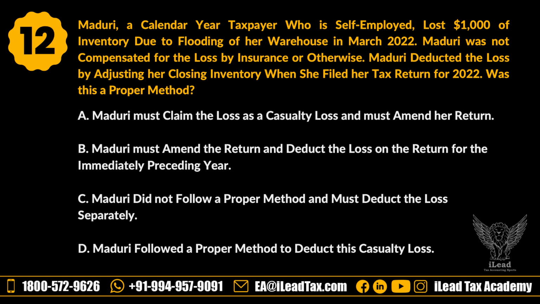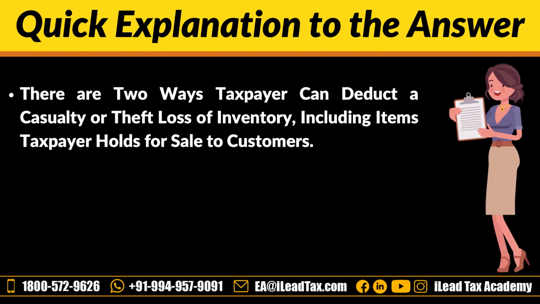Option C is also incorrect because Madhuri's method of adjusting the closing inventory is a valid approach to reflecting the decrease in inventory value due to the loss. So she does not necessarily need to deduct the loss separately. The correct answer is D. It is correct because Madhuri's method of adjusting her closing inventory to account for the loss is an acceptable and proper way to deduct the casualty loss in this situation. So let's go to the next question.